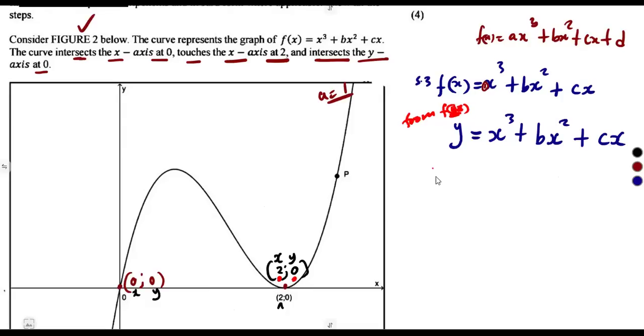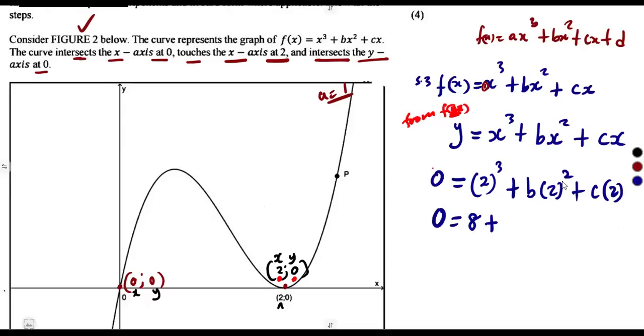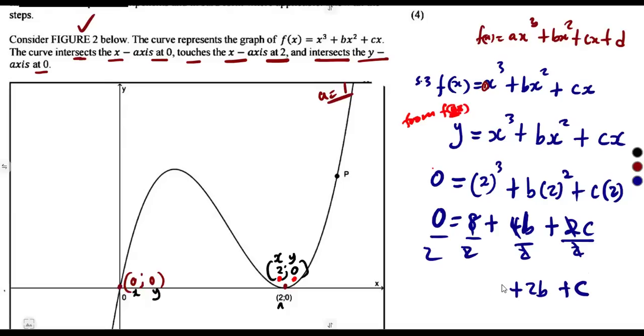So in place of y, let's substitute 0. When x is 2, 2 to the exponent of 3 plus b times 2 to the exponent of 2 plus, in place of x, 2c. So let's simplify. That's 0 is equal to 2 to the exponent of 3, that's 8, plus 2 to the exponent of 2, that's 4, times b, which is 4b, plus 2c. As you can see, we have formed an equation with the two unknown values b and c. We can even reduce this equation by 2, so that it will be c plus 2b, and 8 divided by 2 is 4. So this is equal to 0.